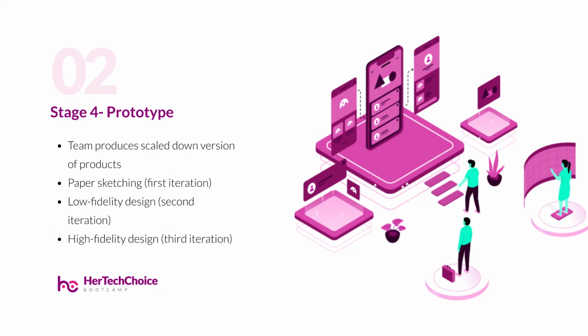In the prototype stage, the team produces a scaled down version of a product. You make paper sketches and low fidelity designs, which is the second iteration, where we have the high fidelity design, which is the third iteration.